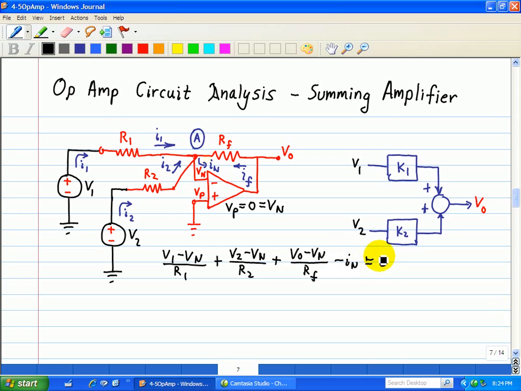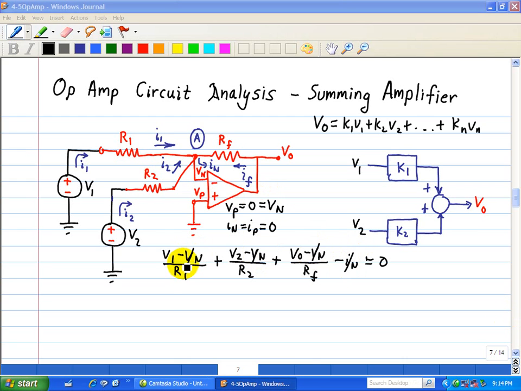But we note that for an ideal op-amp, IN is equal to IP, which is equal to 0, since the ideal op-amp has infinite resistance. So using these two characteristics or constraints of an op-amp, we can simplify the equation I just wrote down such that I can cancel the Vn's and the IN's.